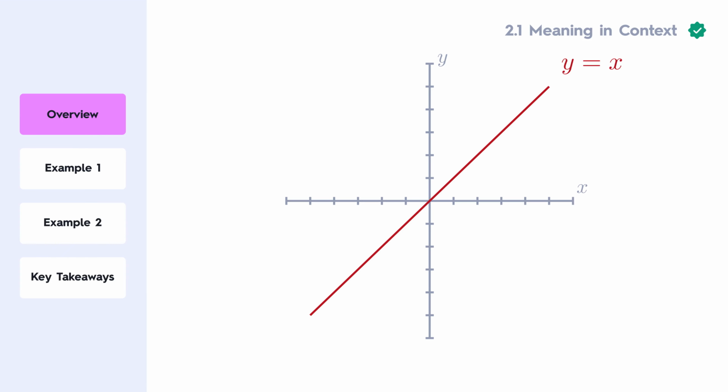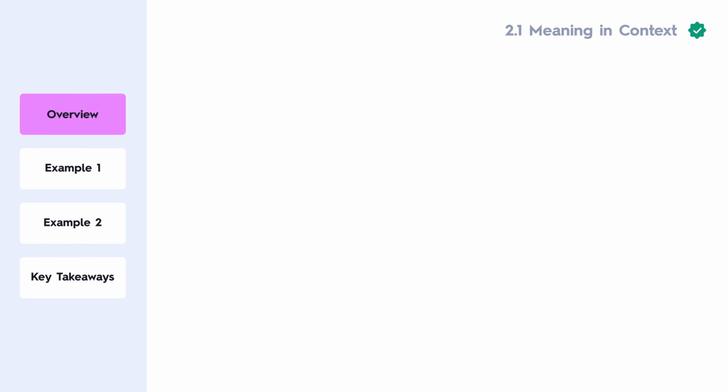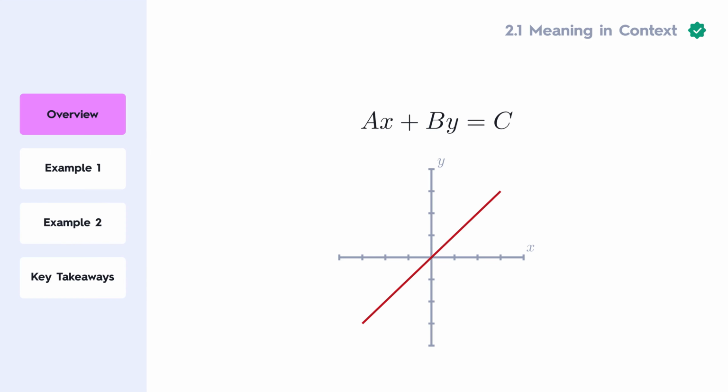Let's jump right in. Let's start by breaking down what we mean by linear equations in two variables. A linear equation in two variables is usually written in the form ax plus by equals c, where a, b, and c are constants, and x and y are variables. This type of equation represents a straight line on a graph. The coefficients a and b determine the direction and steepness of the line. The constant c helps define where the line is positioned on the graph.